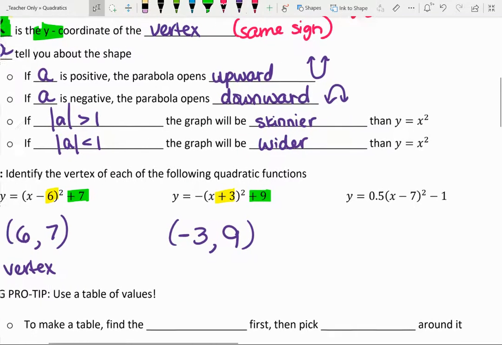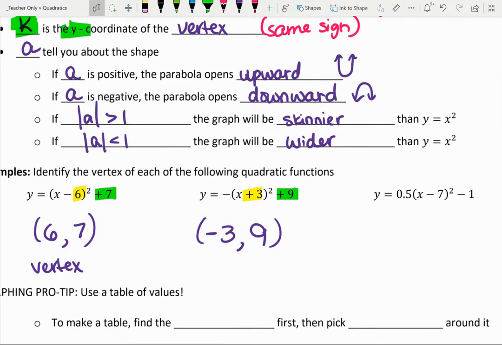Last example here, again, just practicing finding the vertex. 0.5 times x minus 7 squared minus 1. Our vertex will be at the coordinate point 7, -1. So opposite as what's in there, same as what's out there.